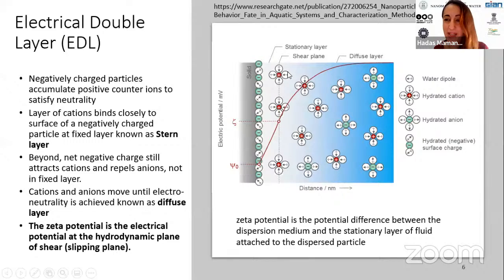Just to remind you a little bit about the zeta potential and how we measure it. Just a quick reminder, this is our solid particle, this is the Stern layer, and this is the shear plane. The zeta potential is actually the difference between the potential of the dispersion media and the potential at the shear plane. So this is the zeta potential.